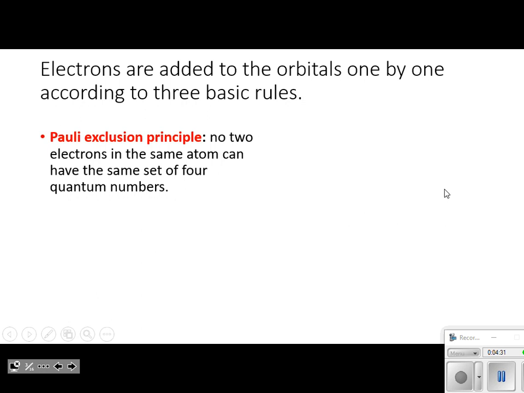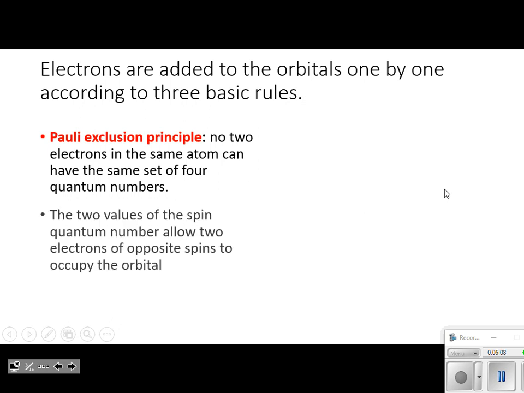Pauli exclusion principle states that no 2 electrons in the same atom can have the same 4 quantum numbers. We talked about the 4 quantum numbers yesterday. What Pauli exclusion principle states is that no electrons can have the same 4. Now, they can have 3 out of the 4 the same. Okay, they can have 3 out of the 4 quantum numbers the same, but that fourth one they cannot have. So they will not have all four of the same quantum numbers.